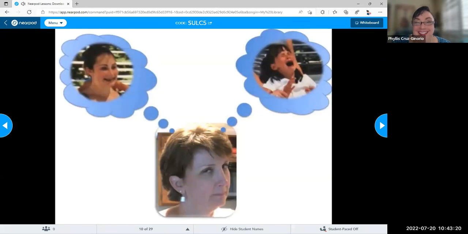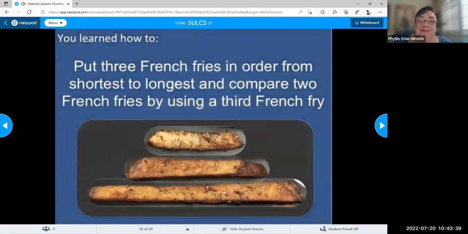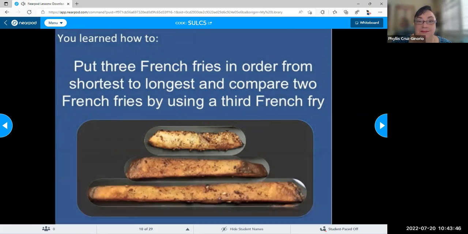You give your sister back her longest fry right now. Man, but Molly, can I have another fry? She said I could have the shortest one. The shortest one? Man, I guess that's what I get for trying to steal my sister's longest fry. There you go. In today's lesson, we learned how to put 3 French fries in order from shortest to longest and compare 2 French fries by using a third French fry.